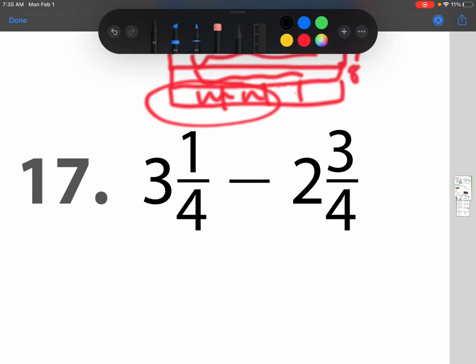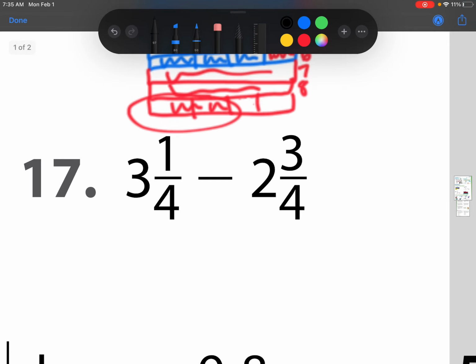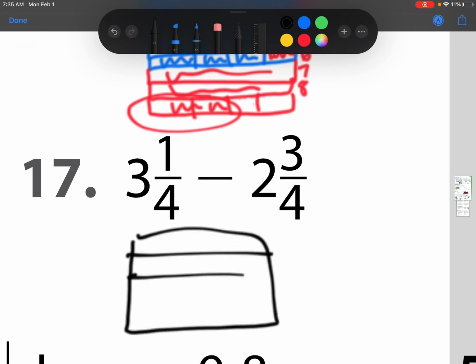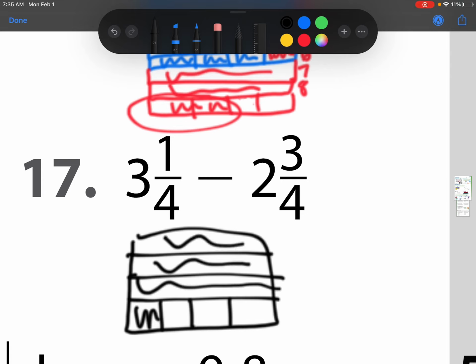And number 17. So here we're going to go back to our model again. We have 3 holes and 1/4. So here's 1, 2, 3. We're going to break this last one up into fourths. 1, 2, 3. And we're taking away 2 and 3/4. Well, notice we can't take away 3/4 because we only have 1/4. So we have to regroup this top one. And now we can take away those 3/4.